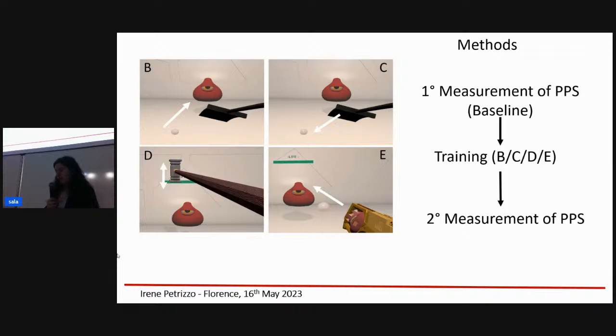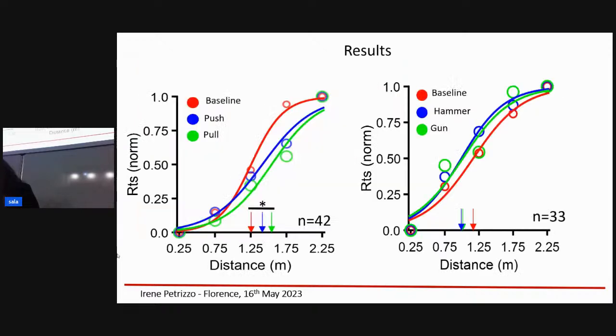So what we did was first measure the peripersonal space, the baseline condition, then we had participants perform one of the trainings, and then we measured again to see what happened. So here are the results. The curves are swapped compared to the previous graphs, but the rationale is the same. On the X, you have increasing visual stimulus distance, and on the Y, you have reaction times. And as you can see, in all conditions, participants are faster when the visual stimulus is closer to them. The red curve is the baseline, and then we have the various types of trainings.